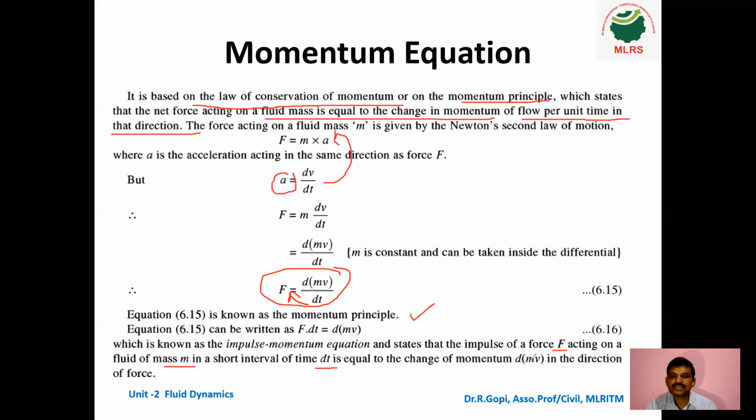Please keep it in your mind: mass into velocity is the momentum. So change of momentum in the direction of the force. So this is called the momentum equation. So this equation is called the momentum principle, and this equation is called the impulse momentum equation. That is the difference. So the force acting on the fluid mass m, in a short interval of time, is equal to the change of momentum in the direction of the force. That is the simple concept. This is the momentum equation.